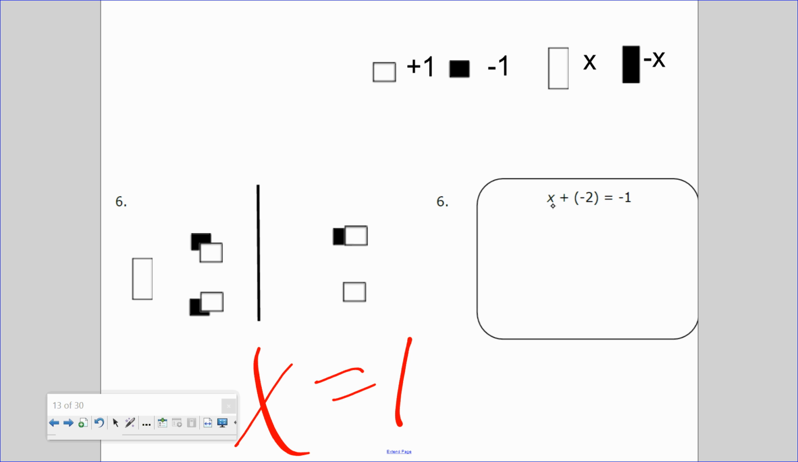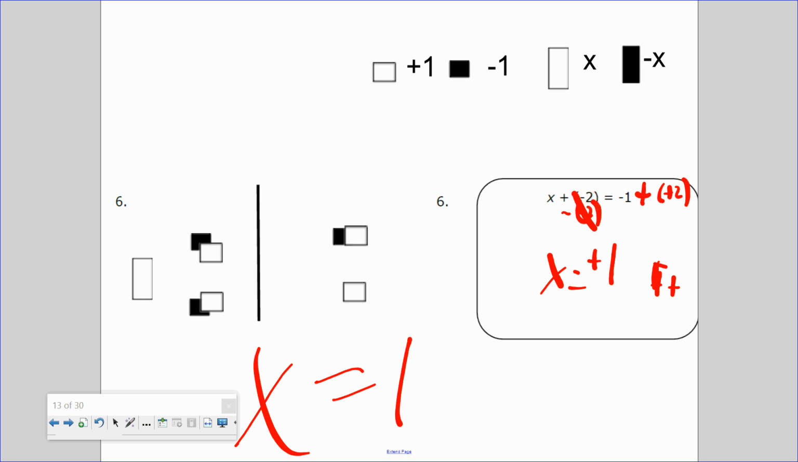I need to isolate this variable x. What's the inverse of plus negative 2? Minus negative 2. So, how do you subtract again? Add the opposite. What do you get? We have 1 negative and 2 positive. Positive 1. x equals positive 1.